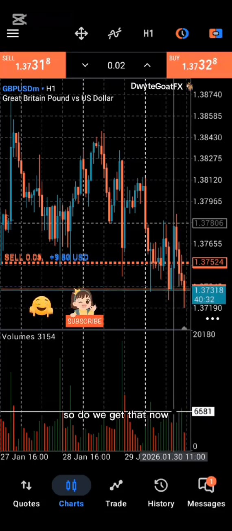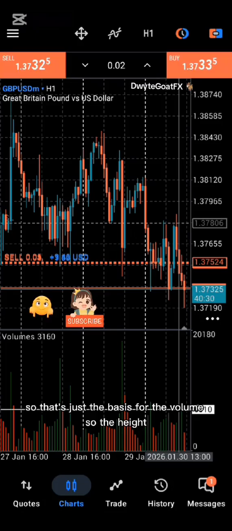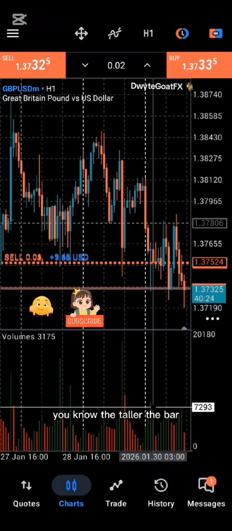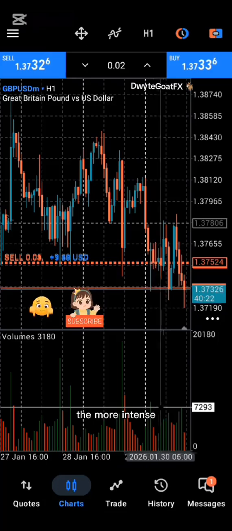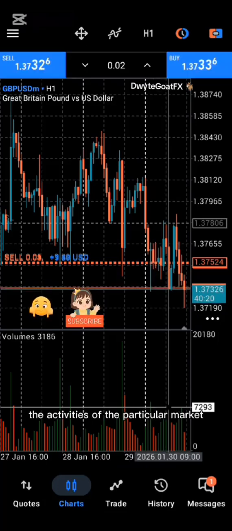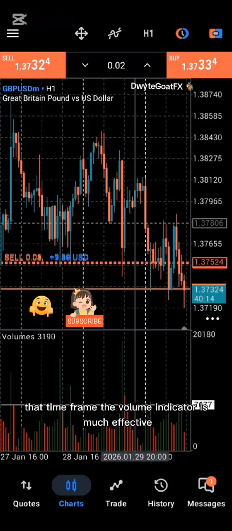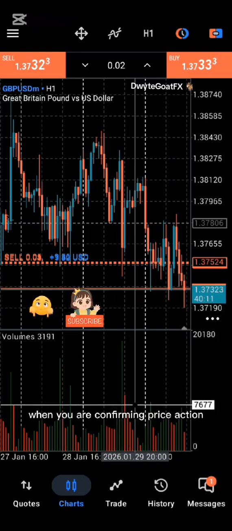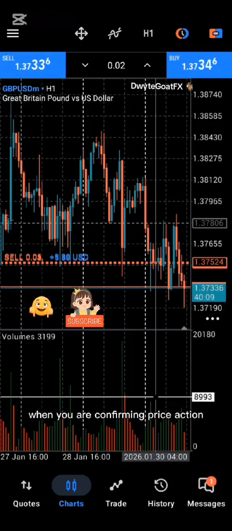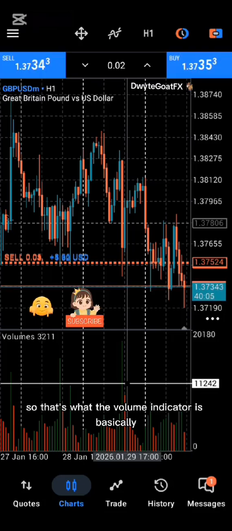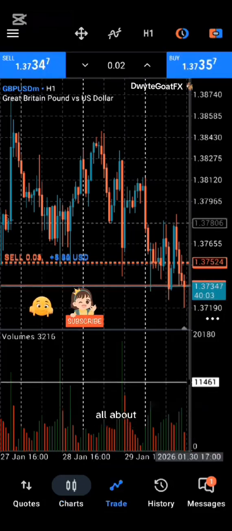So do we get that now? So that's just the basis for the volume. When you talk about the height, the taller the bar, the more intense the activities of the particular market, and the more price changes during that time frame. The volume indicator is much more effective when you are confirming price action in different ways. So that's what the volume indicator is basically all about.